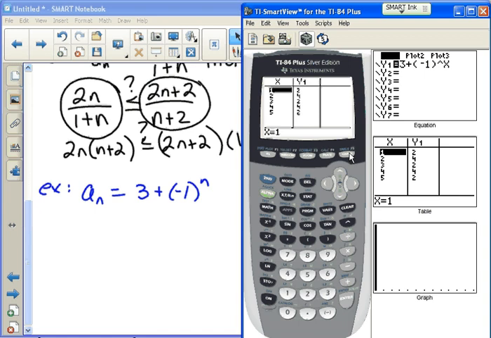So we can either increase or decrease, but we can't do both. And it's clearly doing both. It's increasing to 4, decreasing to 2. Increasing to 4, decreasing to 2. So this, right away we can tell it's not monotonic.